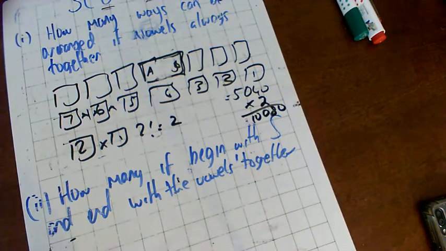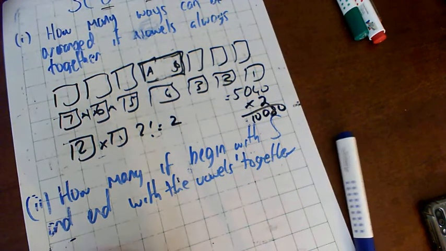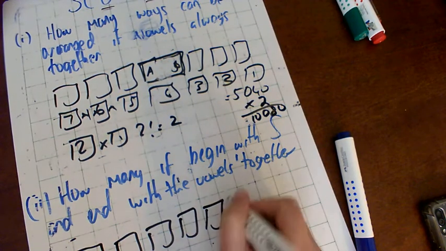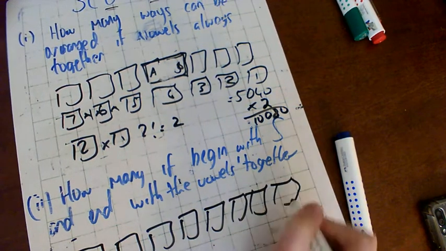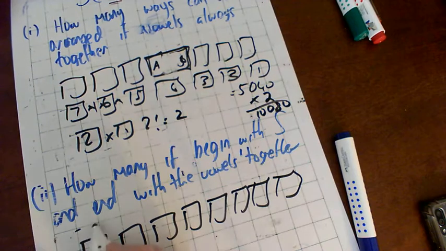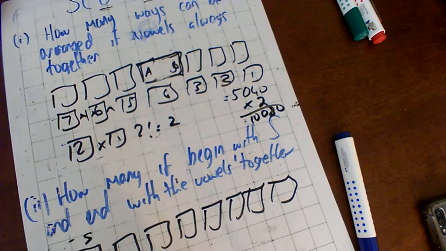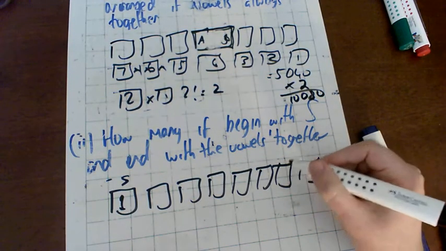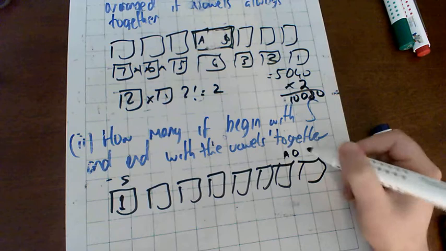So they end with the two vowels and they start with an S. So I'll put out my 1, 2, 3, 4, 5, 6, 7, 8. The first one has to be the S, so there's only one way that can be filled. It has to start with the S. The last one has to be the AO or the OA.